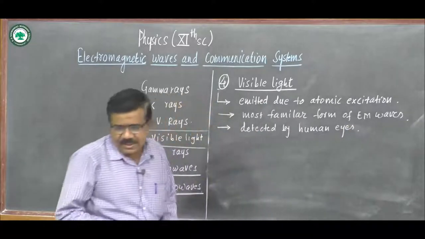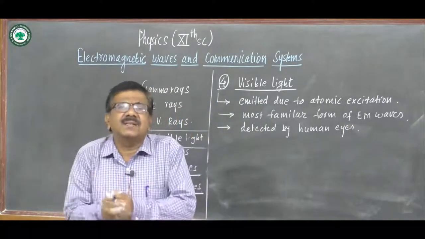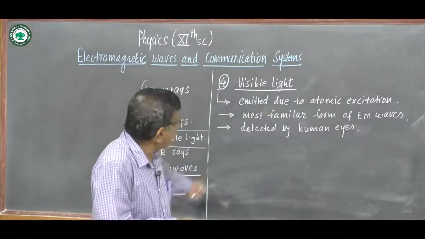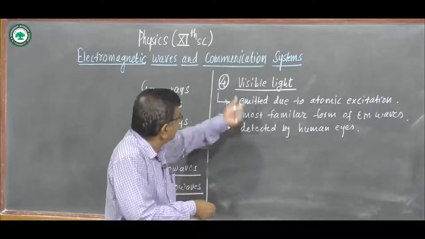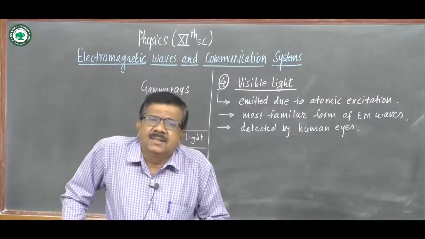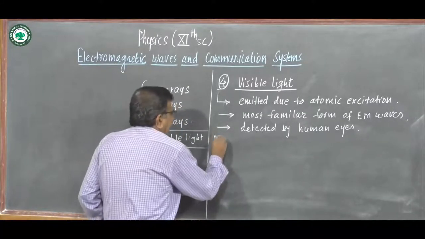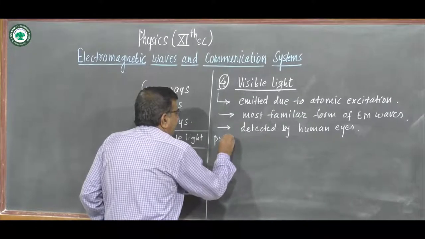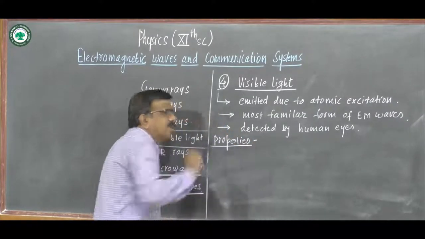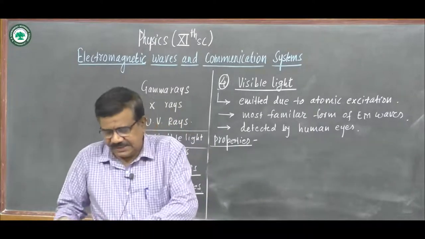Hence, we call it visible light. The wavelength range has certain different colors in this visible light, and as they are detected by human eyes, it is called visible light. There are some properties of this visible light. It consists of different colors. We know its range, it ranges from violet to red.